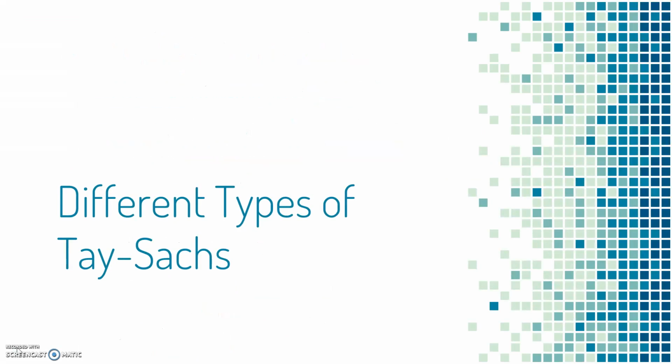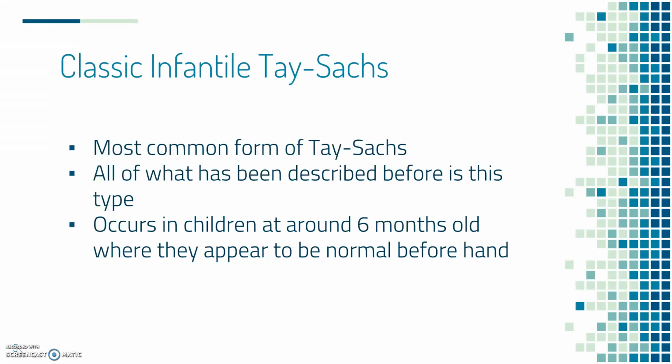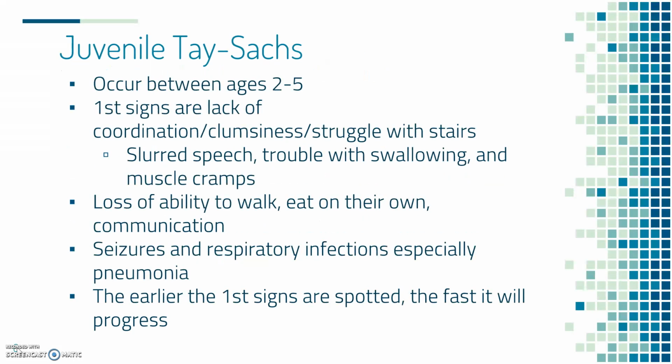So there's three different types of Tay-Sachs. The first is classic infantile Tay-Sachs. This is what was described before and is the most common form of Tay-Sachs. Juvenile Tay-Sachs occurs between ages 2 and 5, and the first signs include muscle coordination problems, clumsiness, and struggling with stairs. There's also slurred speech, trouble swallowing, and muscle cramps. They lose the ability to walk, eat on their own, and communicate, and they also have seizures and respiratory infections like pneumonia. And the earlier the first signs are spotted, the faster the child will go through the disease.